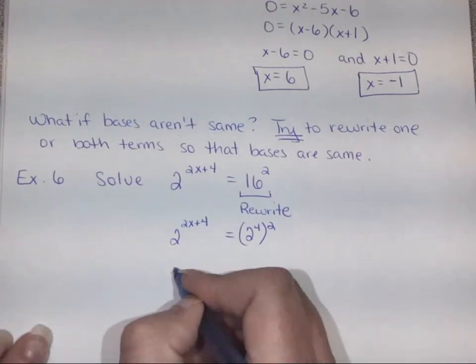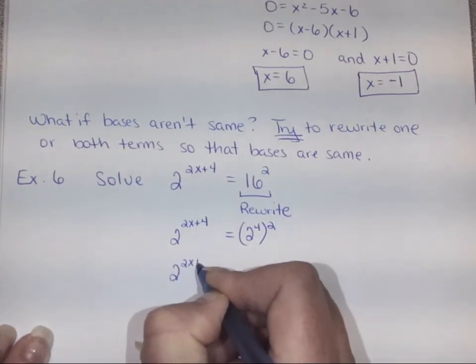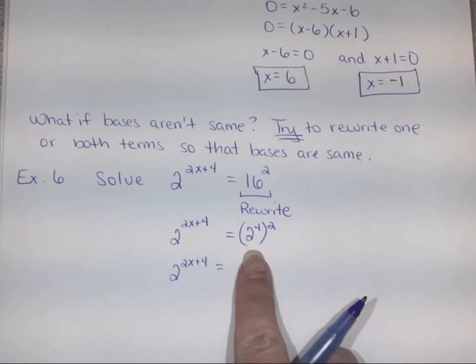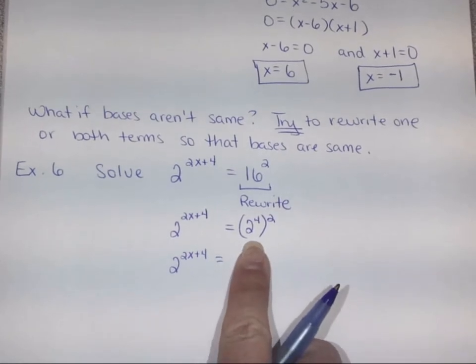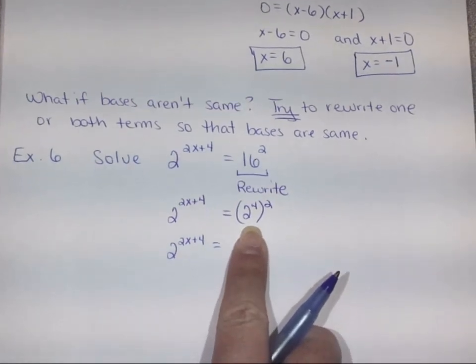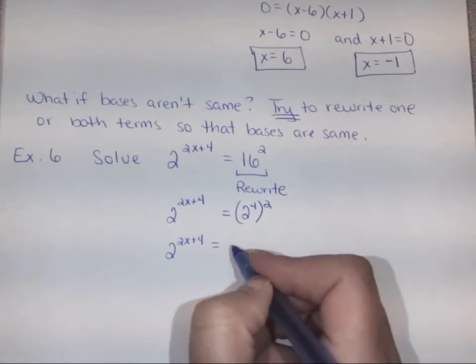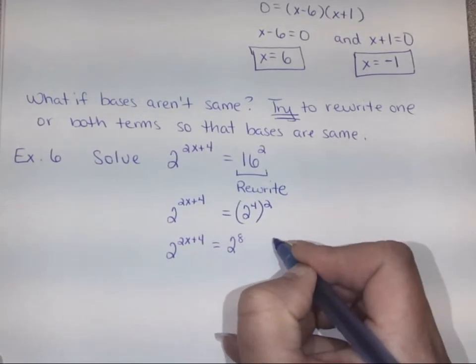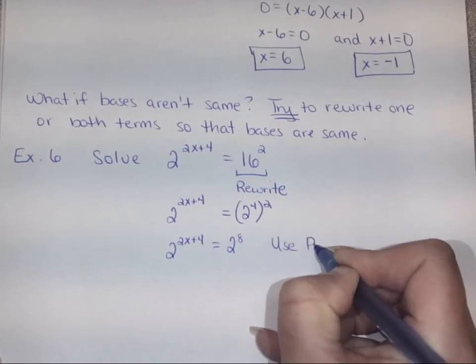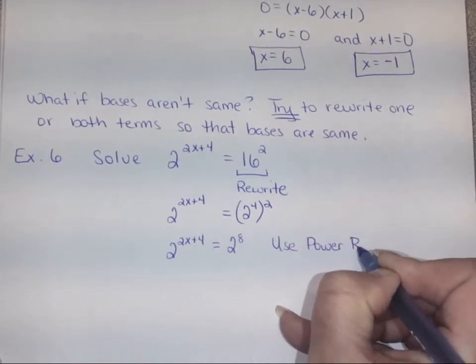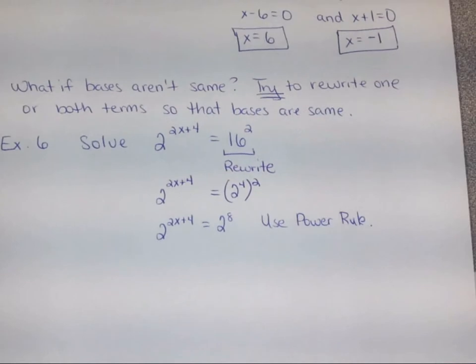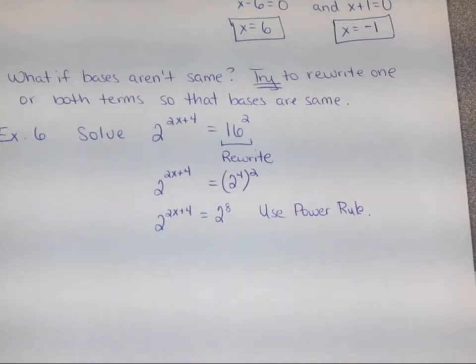Okay, but we're almost there now, right? So now notice the left side's not changing, but now the right side I can use what rule? What rule applies when I have a power raised to a second power? The power rule, right? So we would do 2 to the 8th power using the power rule. I even said power like 4 times, right? So power rule. So now what can we do?